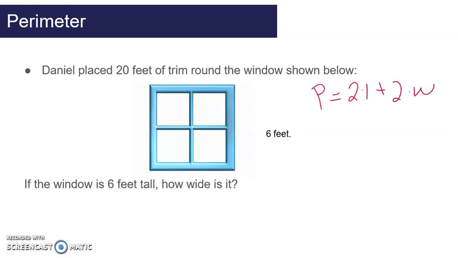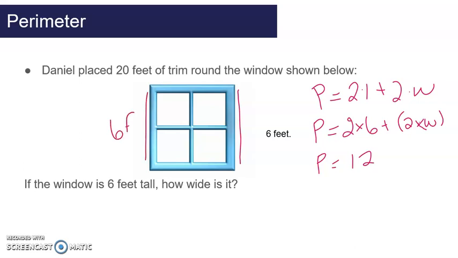We know the length of our window. So we're going to go ahead and put 2 times 6 plus 2 times W. Okay? And since our length is 6, I'm going to go ahead and multiply that by 2. So that's 12. Because this side is 6 and this side is 6. So that is telling me that right now, the measurement that I know is 12. So I'm left with finding the distance here and here.